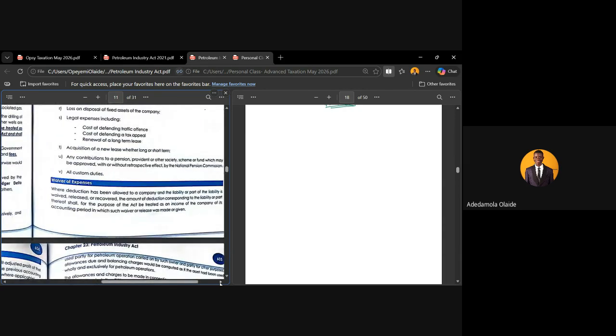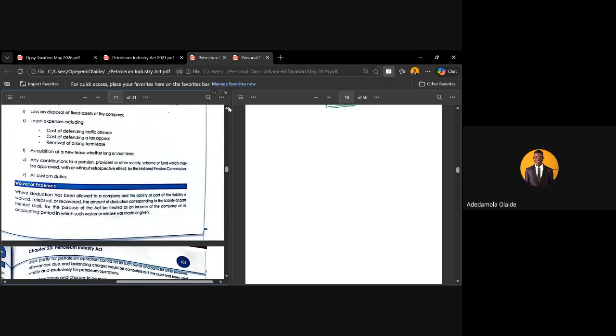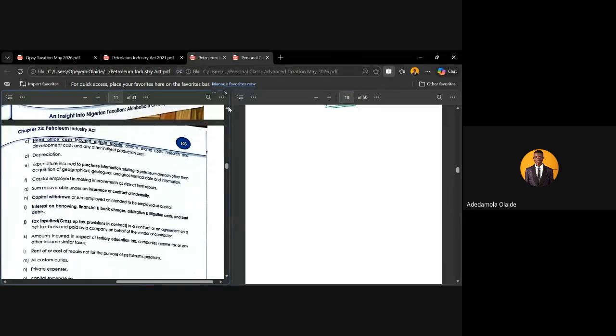So the next one we have is head office cost incurred outside Nigeria. If we have head office cost incurred outside Nigeria, like affiliate, shared cost, research and development cost, and any other indirect production cost, they are all disallowable. Depreciation is an indirect production cost. Depreciation is disallowable.